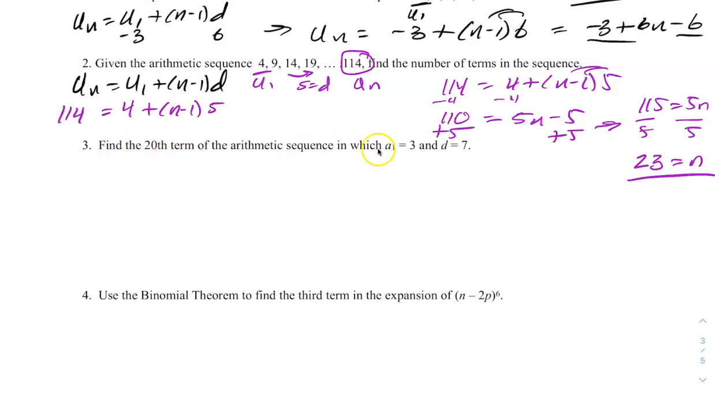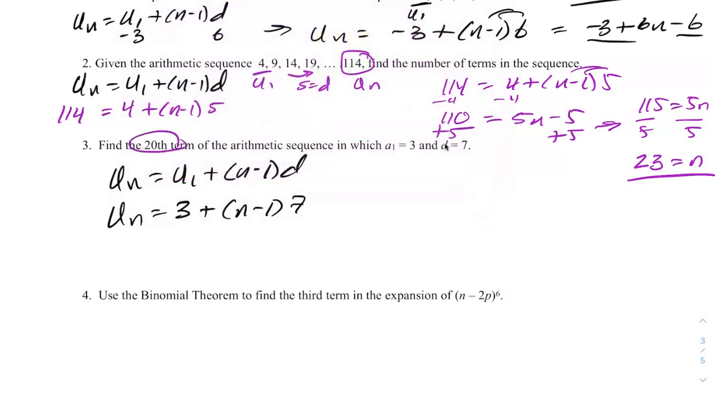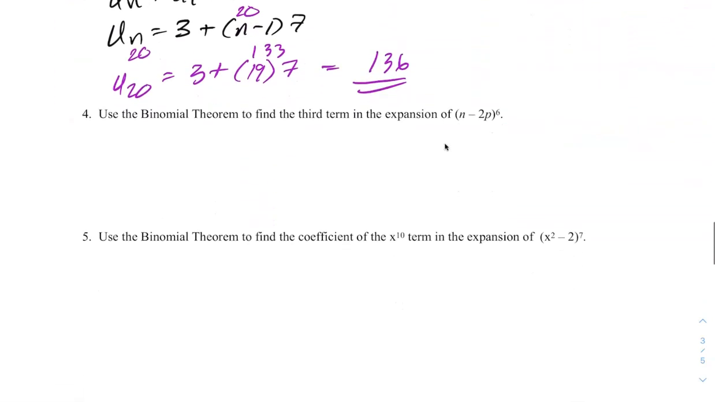Find the 20th term in the arithmetic sequence in which a1 equals 3 and d equals 7. Well, let's find the formula first. First term is 3, common difference is 7. So here's our formula, and then they just want us to plug in 20. I thought when I picked this problem it was going to be a little more difficult, but it's fairly simple. Plus 19 times 7, which is 133, and then plus the 3 is 136. So the 20th term is 136.